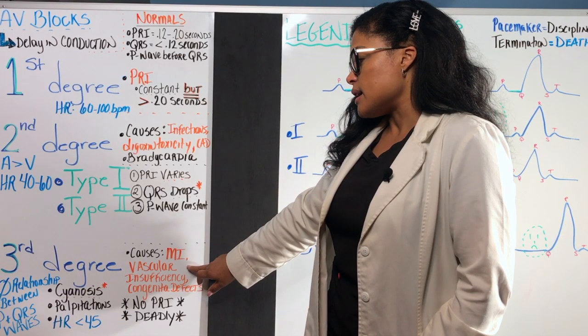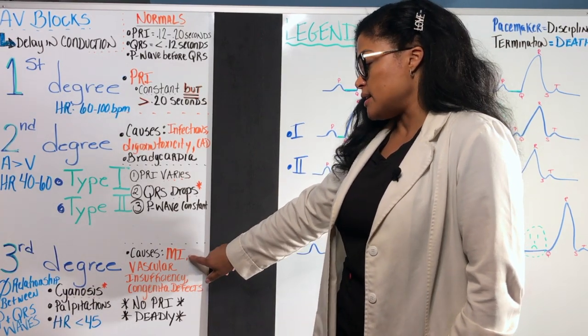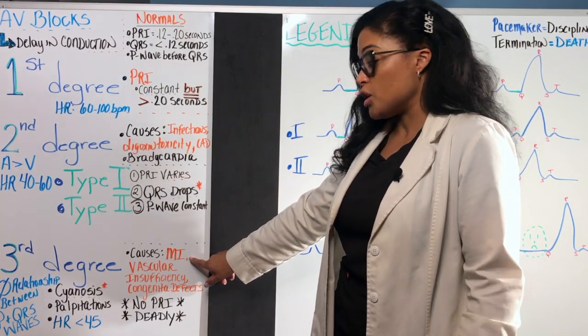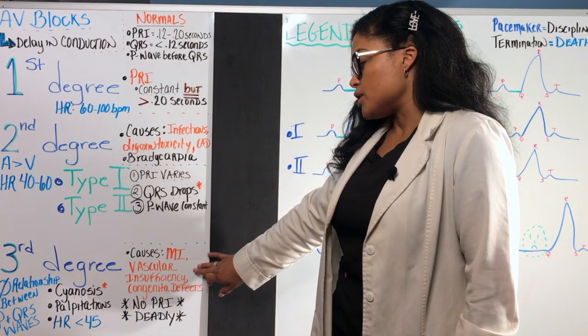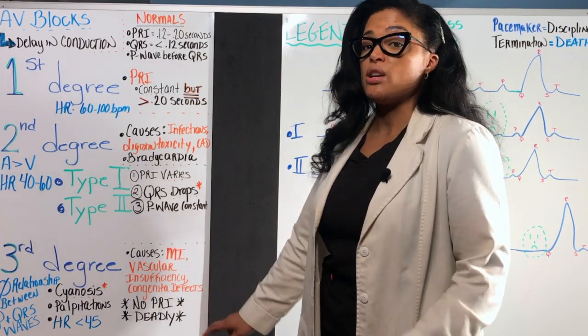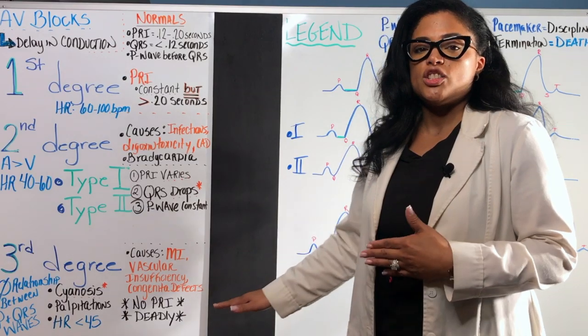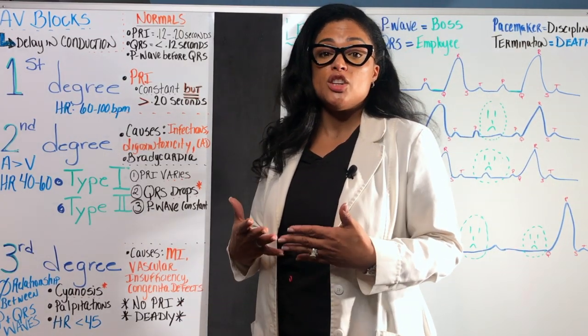And some things that can cause a third-degree AV block are an MI, a myocardial infarction, a heart attack, vascular insufficiency, and congenital defects. So this has to be fixed immediately or the patient can die.